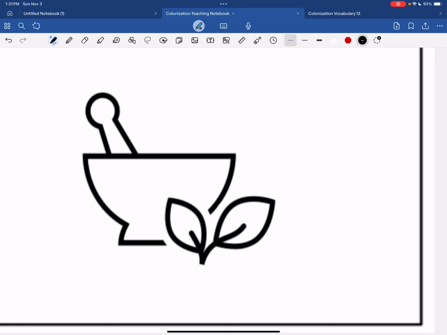I'm having iPad issues, I'm sorry. I'm hitting something with my hand, and it's causing my iPad to do weird things.